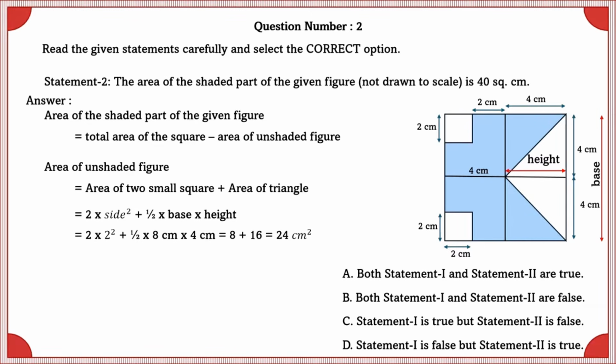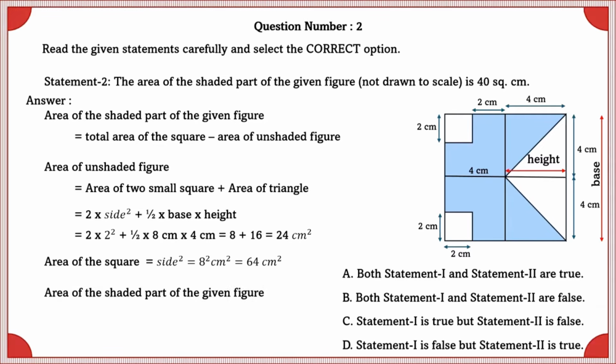That is 24 centimeters square. Now, area of square is equal to 64 centimeters square. Area of the shaded part of the given figure is equal to 40 centimeters square. Therefore, statement 2 is true.